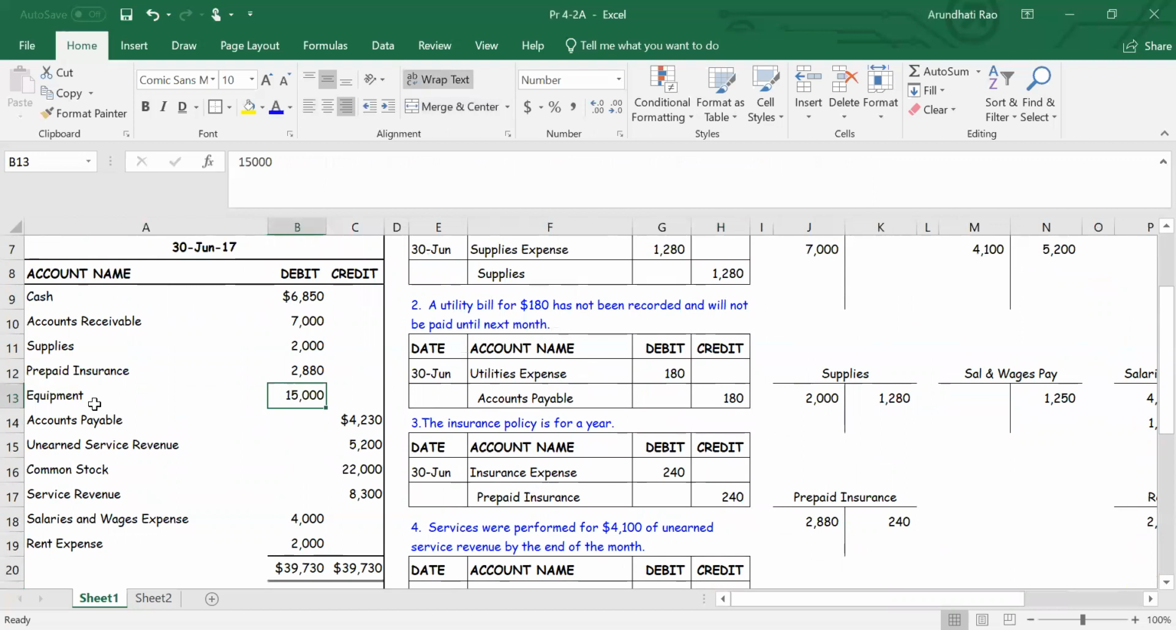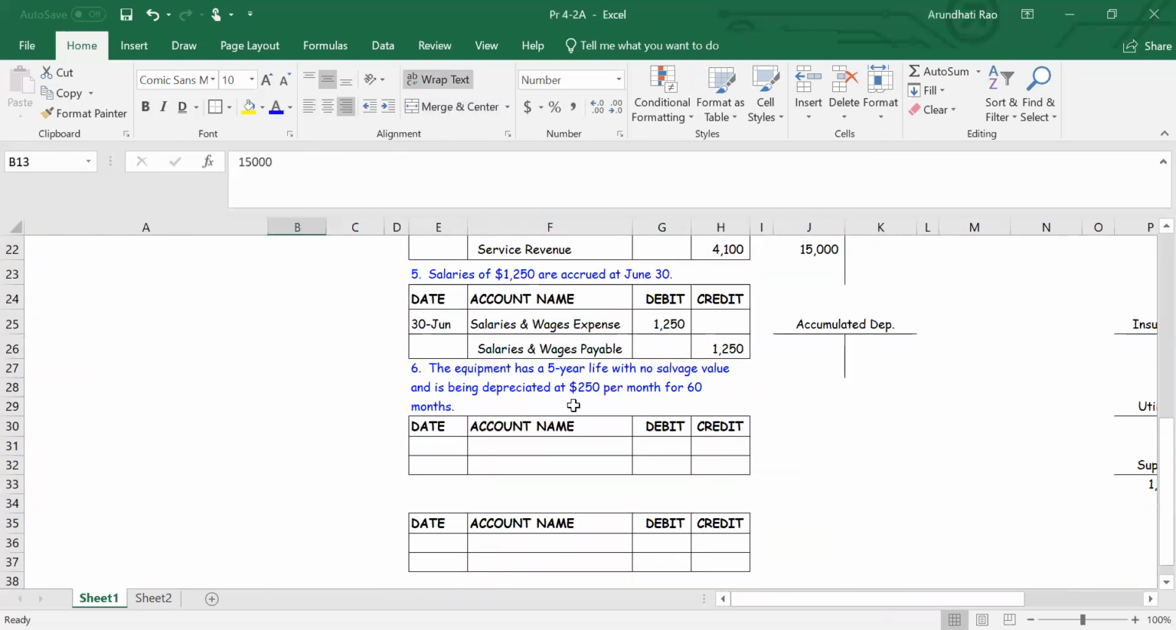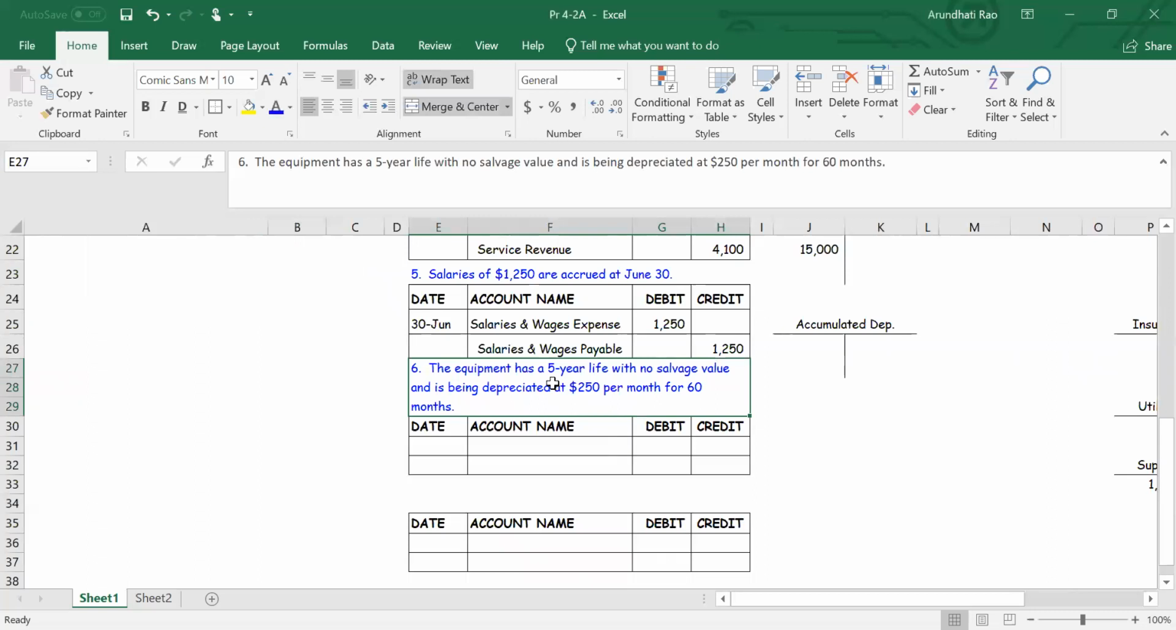In accounting, depreciation is nothing but the systematic allocation of cost. Fancy words, it means I'm spreading the cost over 5 years. So 15,000 over 5 years is 3,000 per year. 3,000 divided by 12 will give you the monthly depreciation. They've already told me the amount is $250 per month. And when they say 60 months, it's basically 5 years times 12 months per year is 60 months. So they've given you the information in so many different ways, but the only piece of information you need here right now is $250 per month.